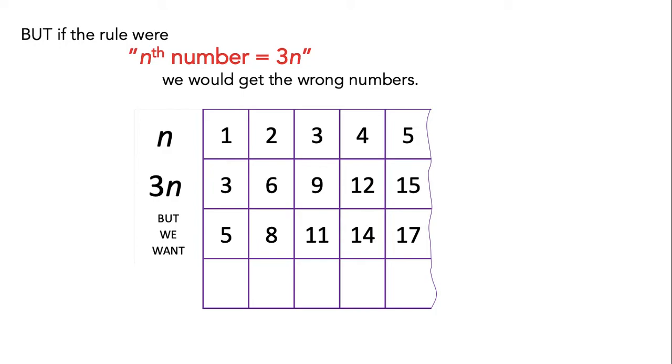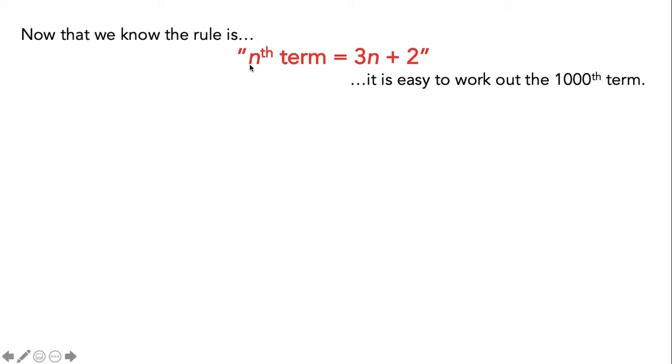That was the sequence. So we've got a set of numbers that is going up by 3 every time, but it's not the right set of numbers, because the ones we're getting are too small by 2. So if we add 2 to all of these, we're going to get the numbers that we actually want. So the rule must be not 3n, but 3n plus 2, and then we do indeed get the numbers that we want.